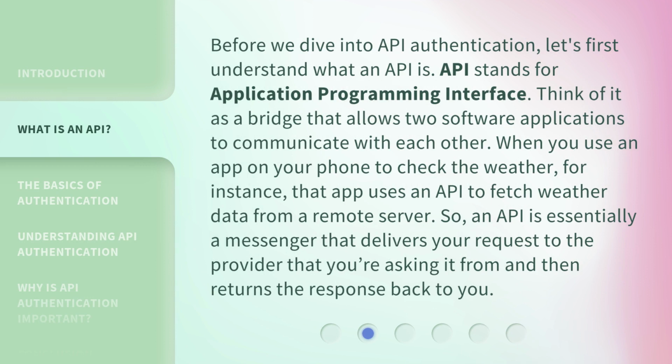Before we dive into API authentication, let's first understand what an API is. API stands for Application Programming Interface. Think of it as a bridge that allows two software applications to communicate with each other. When you use an app on your phone to check the weather, for instance, that app uses an API to fetch weather data from a remote server. So, an API is essentially a messenger that delivers your request to the provider that you're asking it from and then returns the response back to you.